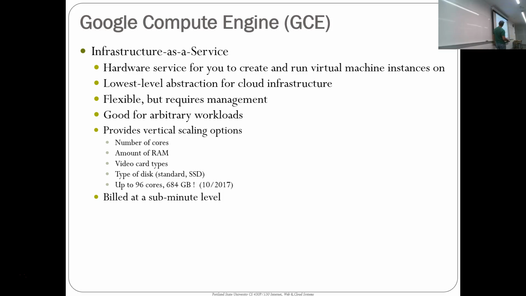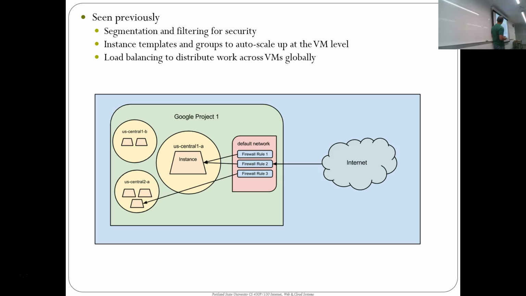The nice thing about most of these services is that they're billed at a sub-minute level. So you're only getting charged for when the thing is on. As seen previously, whenever you bring up a Compute Engine instance, it does the networking for you. And not only that, it gives you a segmented network where you have a private interface for internal communication amongst nodes in your project, and then a public one for any external facing services.